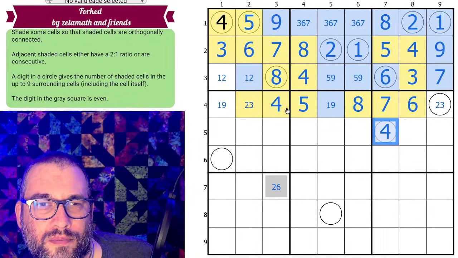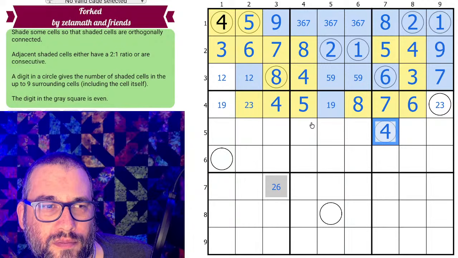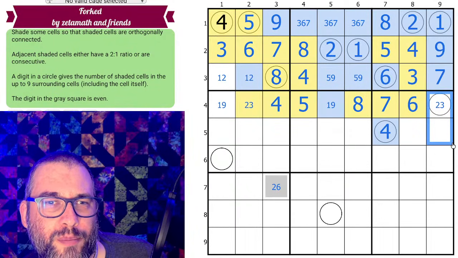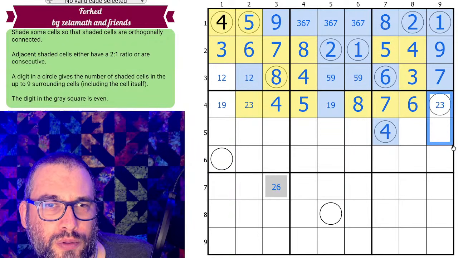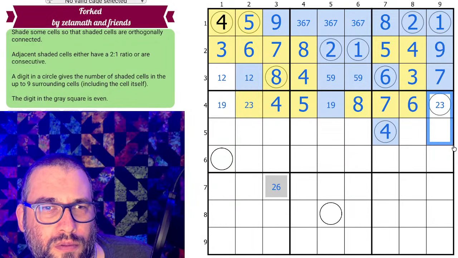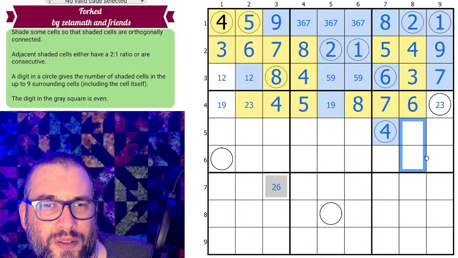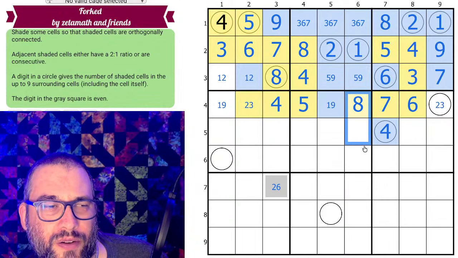Hmm. Yeah, we can't have both of these shaded. That's true. We can't even have both of these shaded. Nor both of these shaded. So yellow just doesn't connect to the rest of the grid through this business. So yellow has to connect over here.